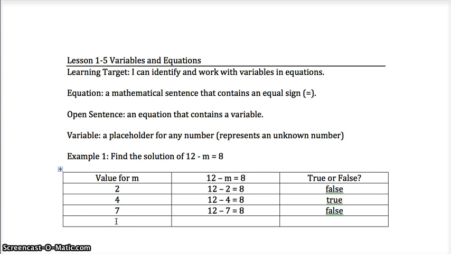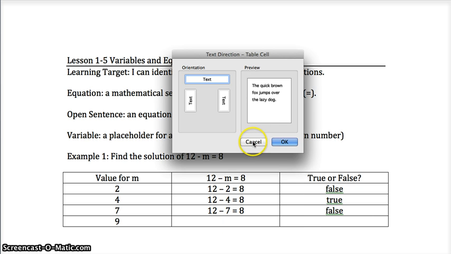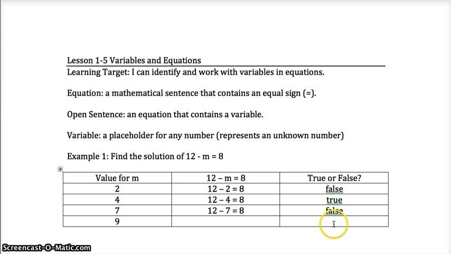Let's go ahead and try the number 9 in here. And you can at home fill in this blank right here, what it would look like. And then tell me if that is true or false. So go ahead and fill in this box and this box right here. Go ahead and pause the video if you need a moment to do that, and then we can move on.